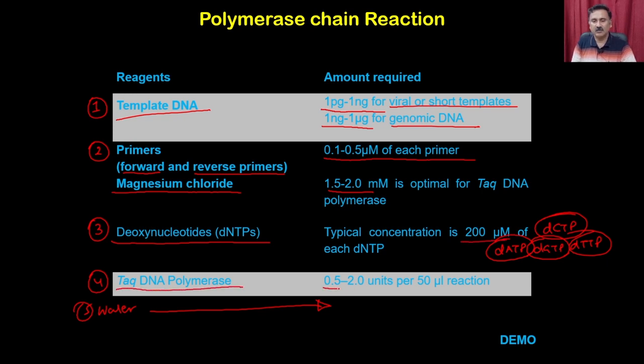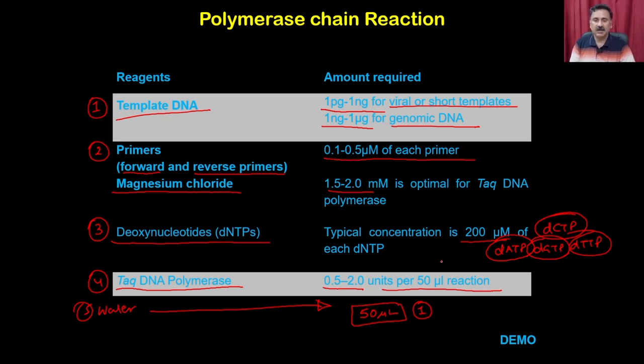Taq DNA polymerase you can use at 0.5 to 2 units for the 50 microliter reactions. And then ultimately you're going to add the water so that you can make the reaction 50 microliter. As far as the sequence in which you are going to add these, you first add the water, then the buffer, then the dNTPs, and you add the template DNA at the end.